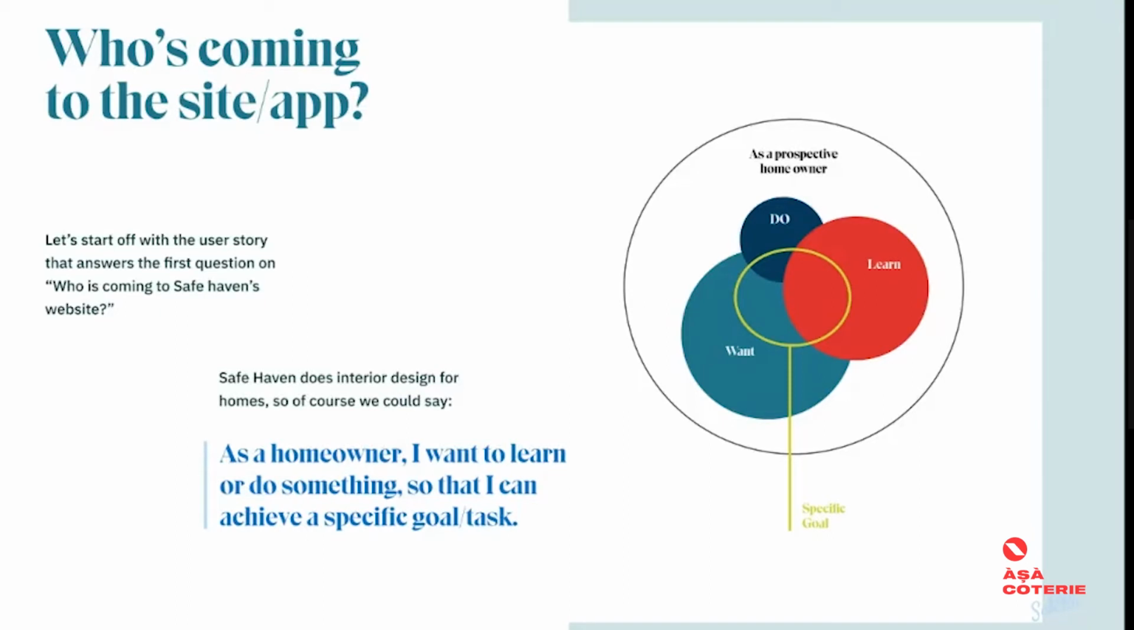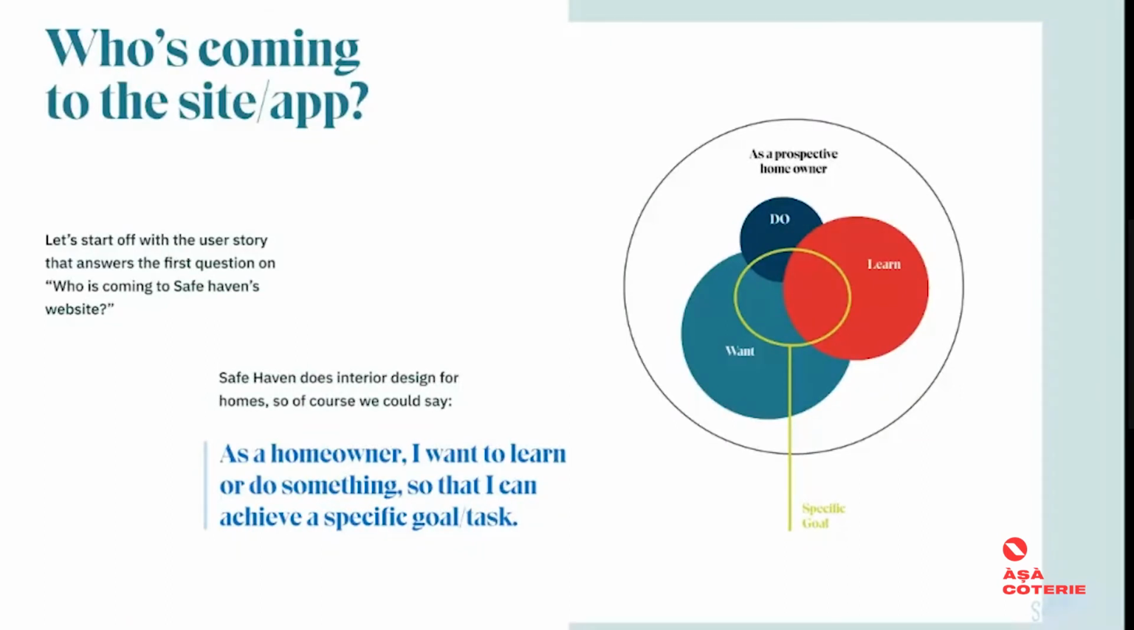So Safe Haven currently gets a lot of clients that need renovations, or they're building a new home and want somebody to come and do the interior decor. And that's who we're basing our two personas on. But like I said, we don't have much time, so I'm not going to go over how to do a persona. I also like to assume that we know how to do personas.